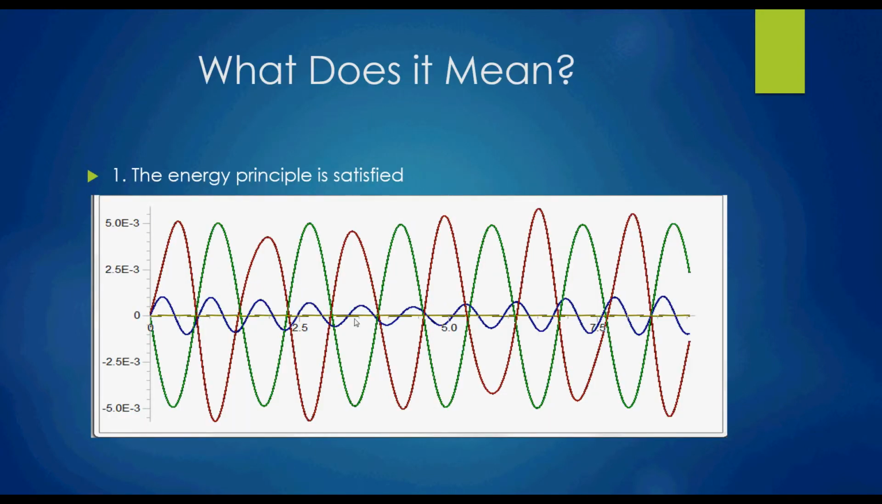What does it mean? Question number 1. Yes, the energy principle is satisfied. As you can see, this yellow line here represents the total energy of the system. And as you can see, it stays relatively the same, despite the huge oscillations in potential, gravitational potential, and kinetic energy. Essentially, they are inverses of each other. As the total potential energy rises, the total kinetic energy will lower.